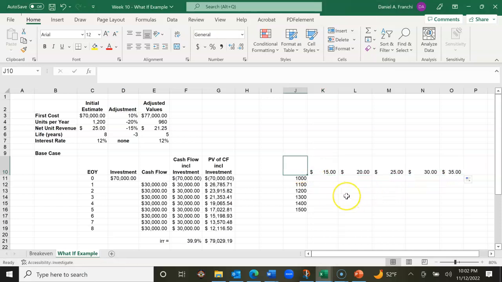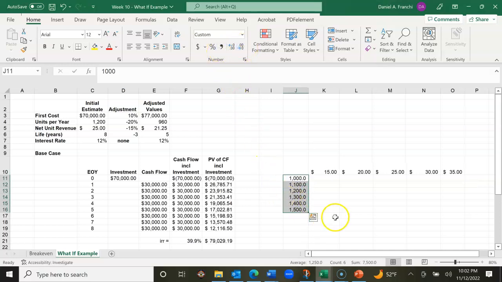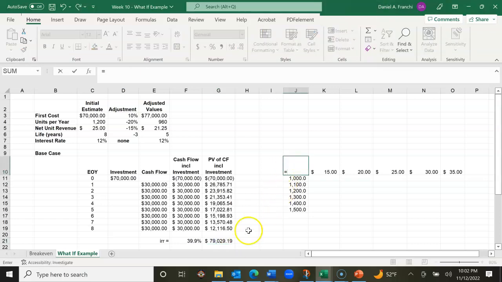Okay, now this is going to be a two-way data table. And we've got our units per year. And what we need to do, and this has to be done, all these variables have to be in the same tab. And I'm going to demonstrate this in the Coastal project in just a second. So our performance variable is, let's say we want to look at the present value of the cash flow. So we set the performance variable there.